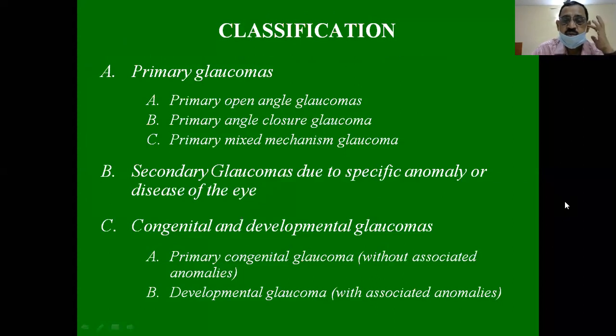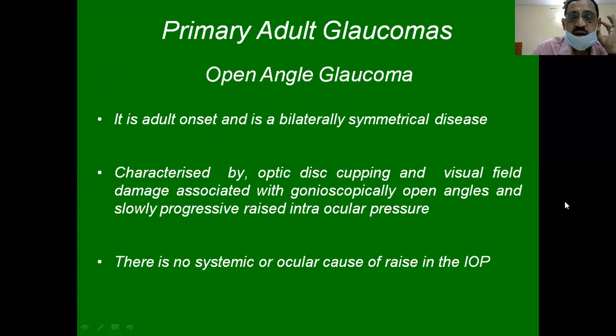Okay. So if you come to the classification of glaucomas, it is divided into primary glaucomas, secondary glaucomas due to specific anomalies or diseases of the eye, and congenital and developmental glaucomas. Congenital and developmental glaucomas we have dealt with in the last class. And primary glaucomas are again divided into primary open angle glaucoma, primary angle closure glaucoma, and primary mixed mechanism glaucoma.